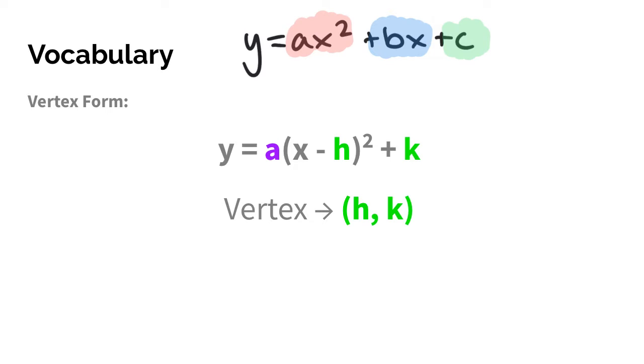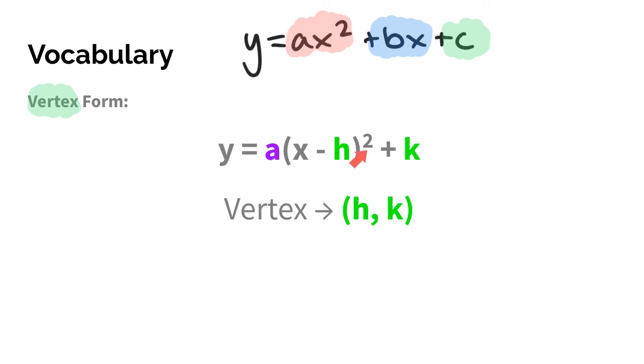Vertex form, however, is a little bit more particular. Obviously, by the name, in this function you're going to have the vertex given to you. It's going to look like this. We introduced this in the first section. You have y equals, that's our output, a, and that a value, just like in standard form, is going to make the graph either skinny or wide, or maybe flip it upside down. And then you have times x minus h squared.